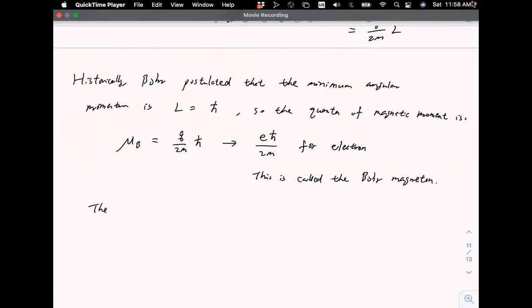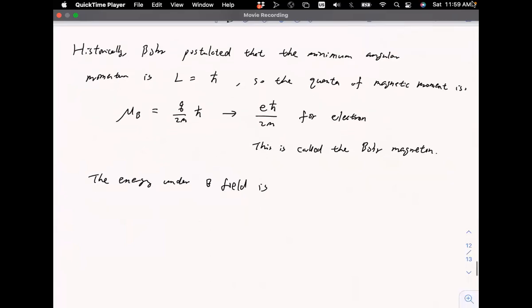So the energy of this magnetic dipole under a B field has this form: negative mu dot B. That's it. So what is mu? In this case, it is Q over 2M and then L dot B. Okay, so this is the energy.